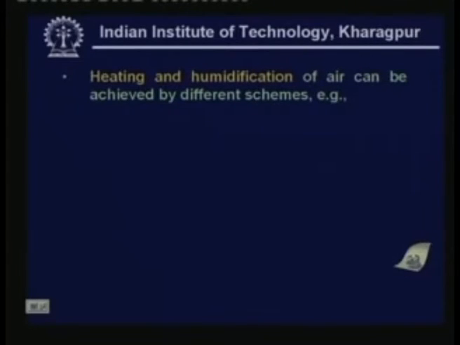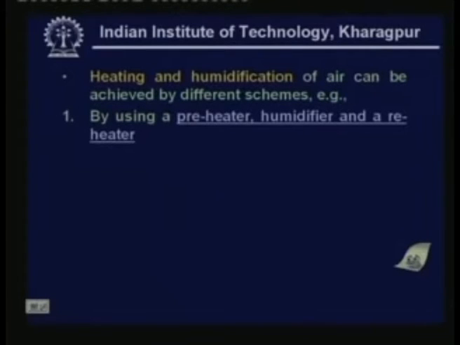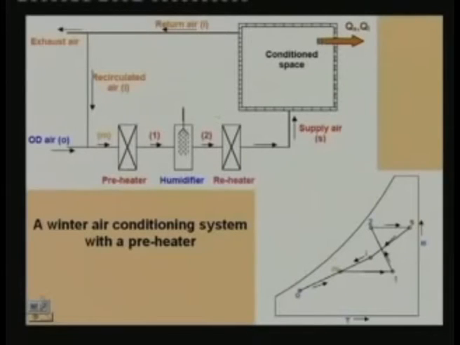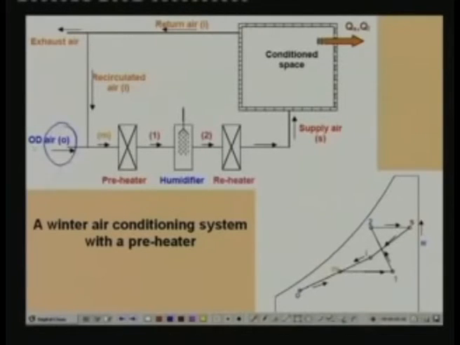Now, heating and humidification of air can be achieved by different schemes. For example, you can use a preheater, a humidifier and a reheater. Let me explain this system. This is a winter air conditioning system which uses a preheater. Let me begin at this point. Here you have outdoor air which is cold and dry. A certain amount of outdoor air is mixed with the recirculated air which is coming from the conditioned space. The mixed air, which is at condition M, first flows through a preheater. In the preheater, air undergoes a sensible heating process.